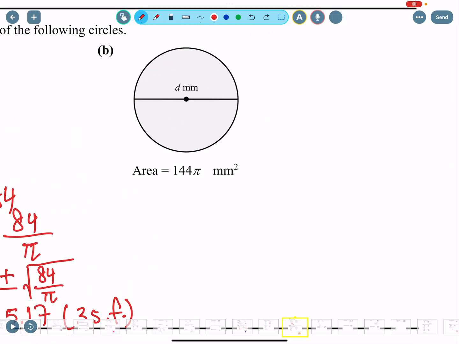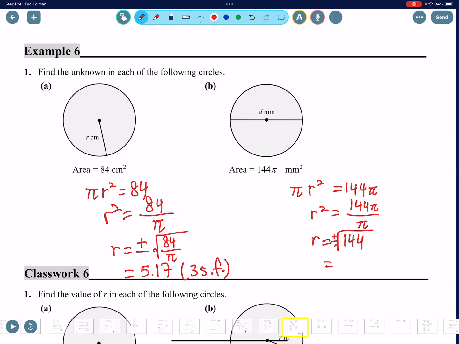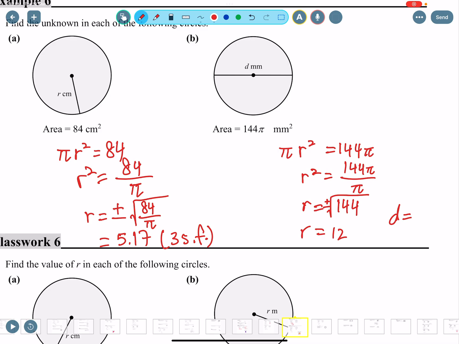Now over here, let's find r first because there's no diameter in the formula of a circle. Pi r squared equals 144 times pi. Same procedure, pi r squared equals 144 pi, over pi. R equals the square root of 144, plus or minus. So square root of 144 is 12. R is 12, right? But they're asking for diameter. Diameter is actually 2 times the radius, so 2 times 12, 24.